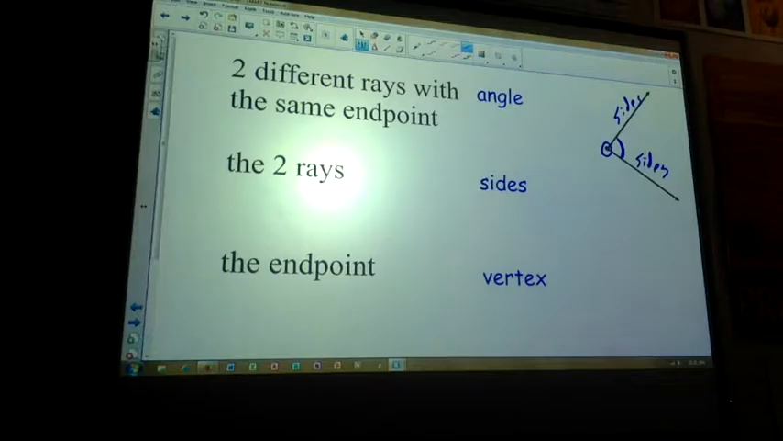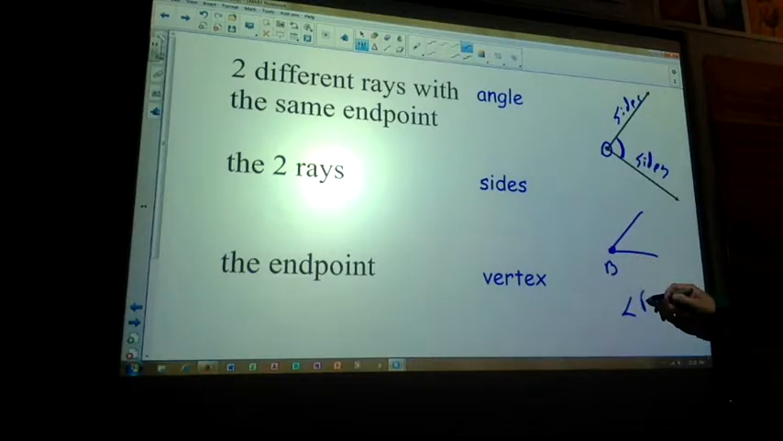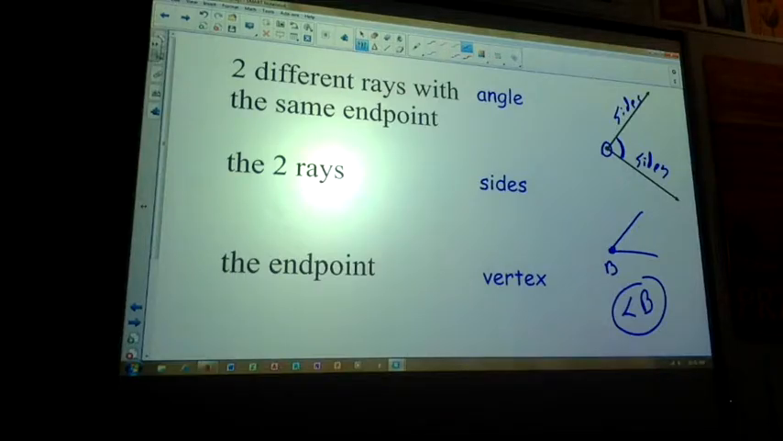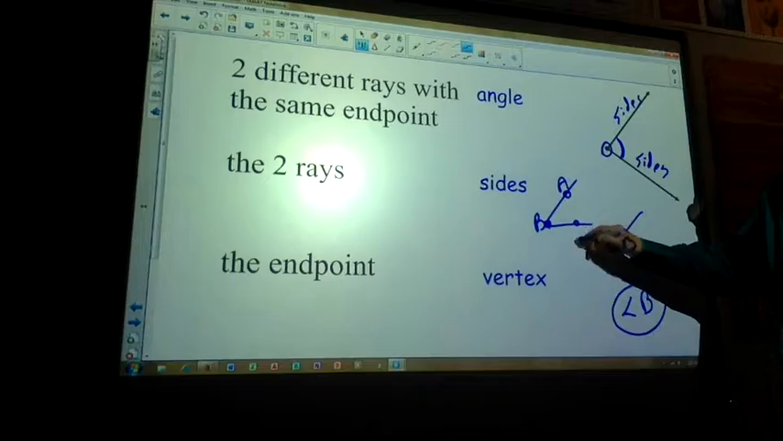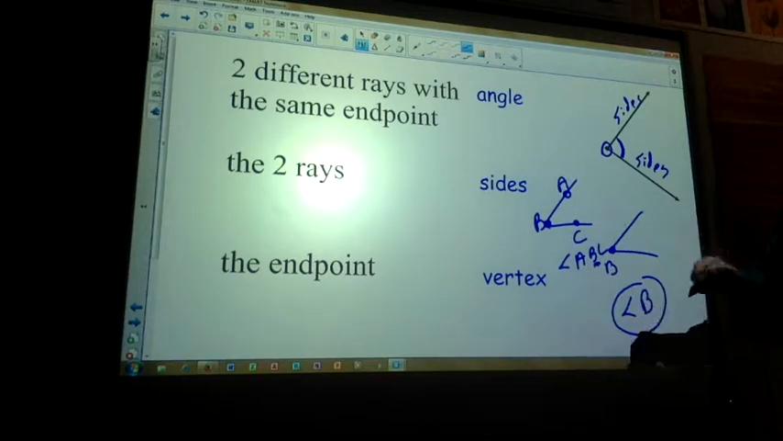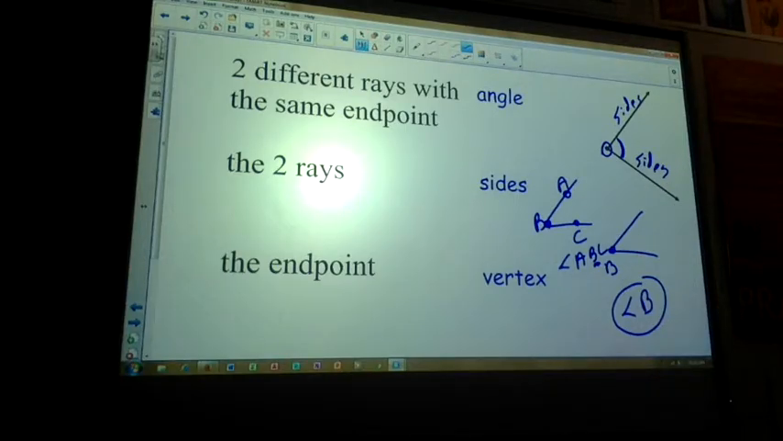All right. You ready? Angle, sides, vertex. Okay. An angle is two different rays with the same endpoint. Two rays, and then the endpoint. Two different rays with the same endpoint. The two rays are the sides, and then the endpoint is the vertex.